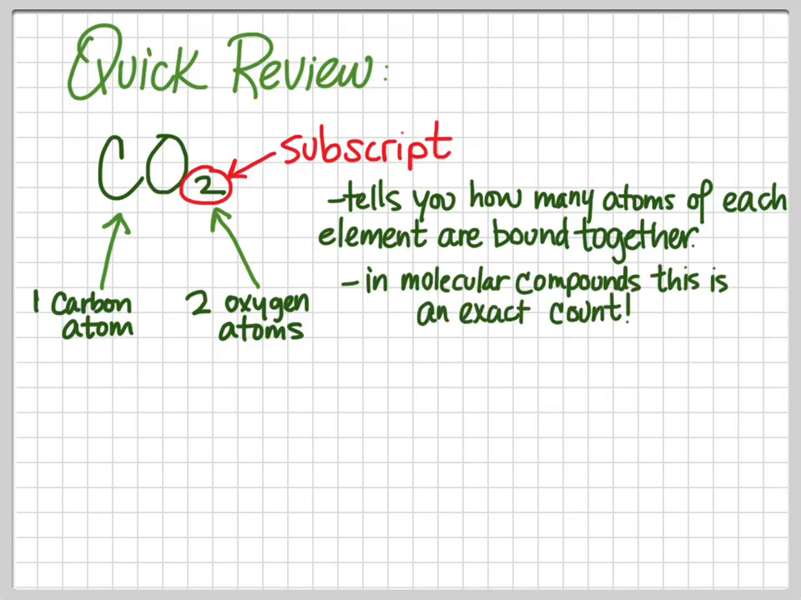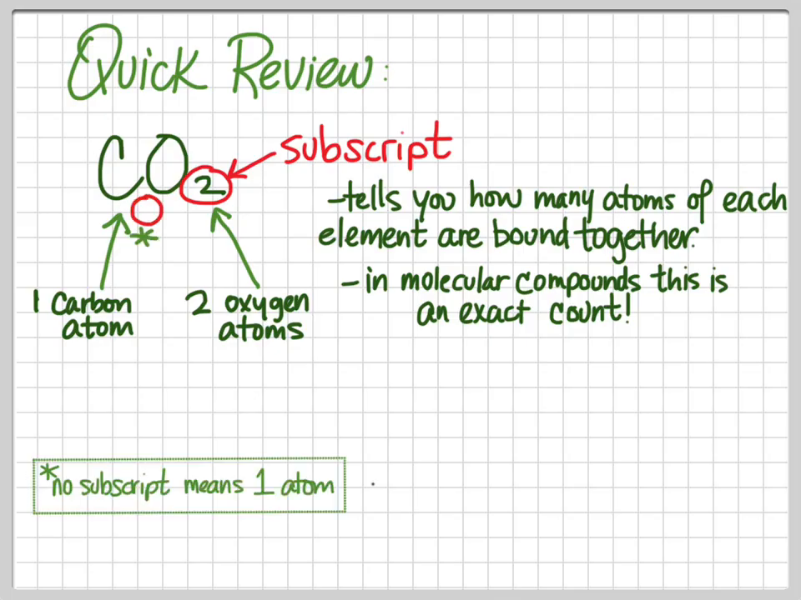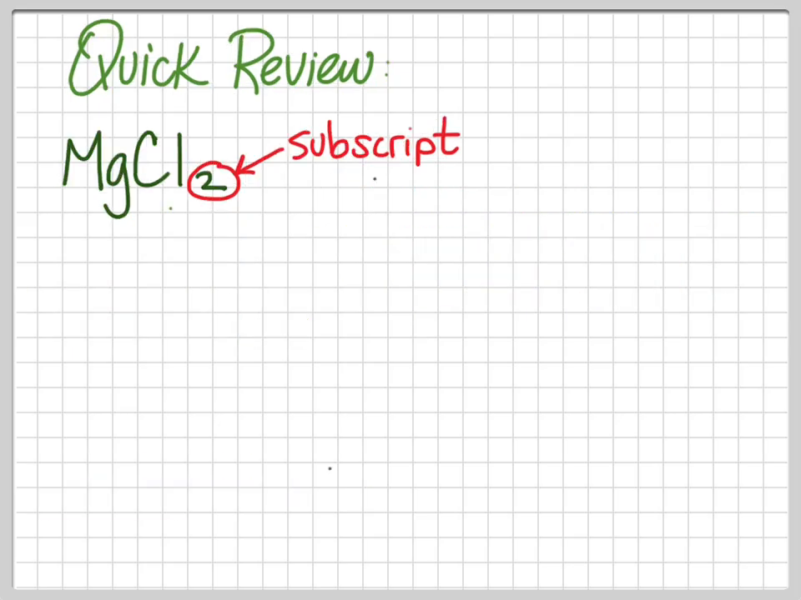Now, in molecular compounds, this is an exact count. Did you notice that carbon didn't get a subscript? Well, no subscript means that there's 1 atom present, because we wouldn't write carbon if there wasn't at least 1 atom, right? Okay, so here we have 1 carbon atom, 2 oxygen atoms. Great. Here's the formula for magnesium chloride, and again, we find a subscript of 2, this time behind the chloride.